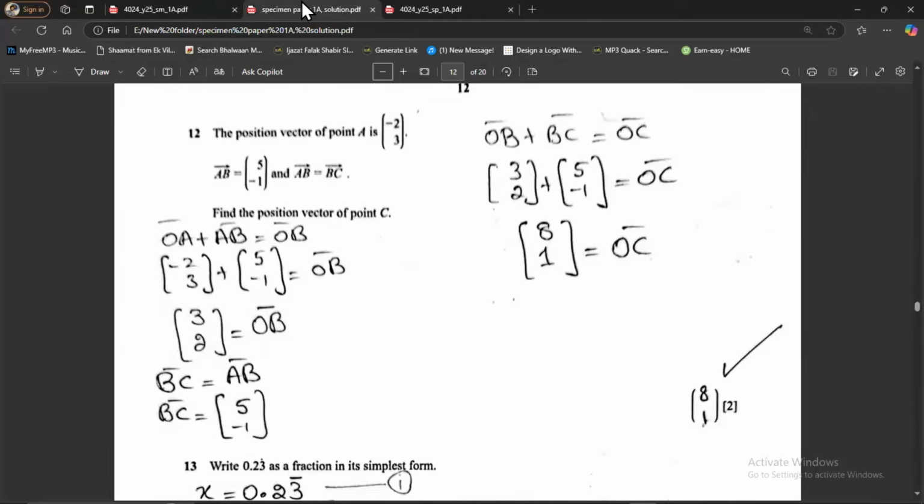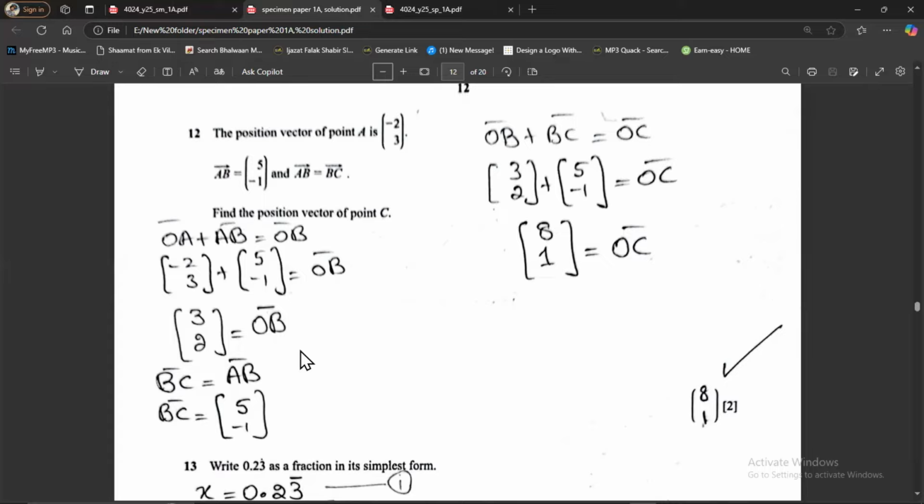So write the position vector formula for AB. OA plus AB will be equal to OB. OA is (-2, 3), and AB is (5, -1), so that will be equal to OB. So OB will be -2 plus 5, that's 3, and 3 minus 1, that is 2. So now I know the coordinates of B, they are (3, 2).